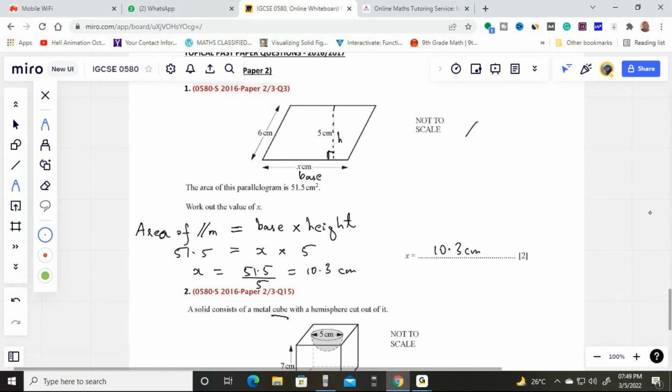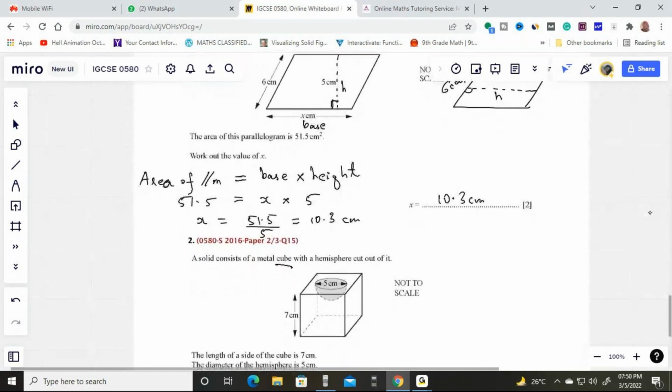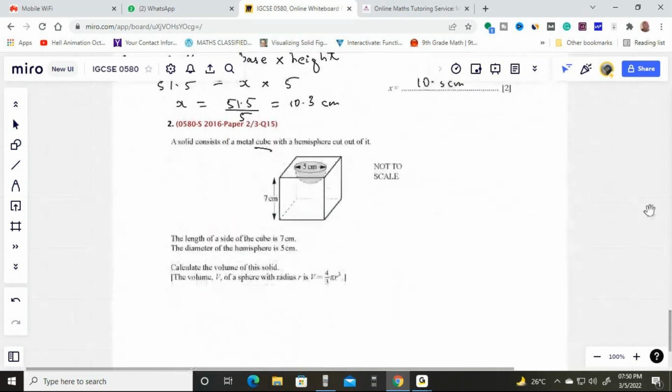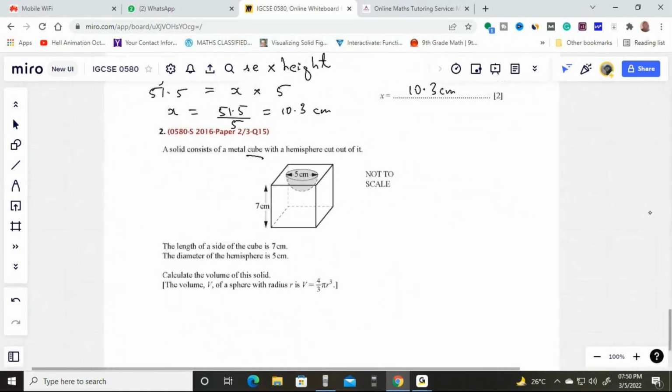Okay? If they give you a figure something like this, where this is your 6 centimeter, and a perpendicular line falls like this, then you are going to consider 6 centimeter as the base, and this will be the height. Over here in this case, x is the base, 5 is the height, and we are going to take these two dimensions to calculate our unknown part, that is x. 6 has nothing to do over here right now. They have just maintained a figure and they have maintained the dimensions, nothing else. Don't get confused by looking at this 6.